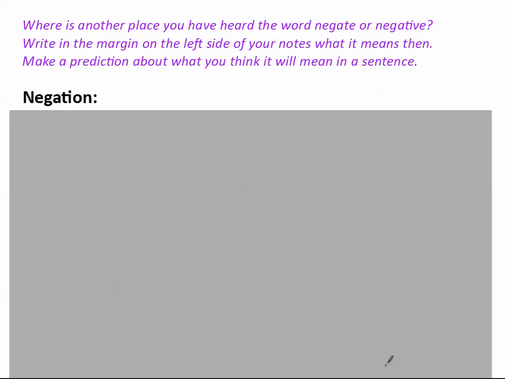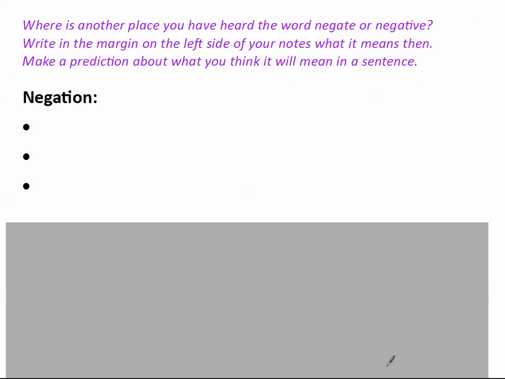Now we're going to start looking at the word negation to talk about other ways we can change statements. Where's another place you've heard the word negate or negative? Write in the margin on the left side of your notes what it means then. Make a prediction about what you think it will mean in a sentence. Pause the video to do this.